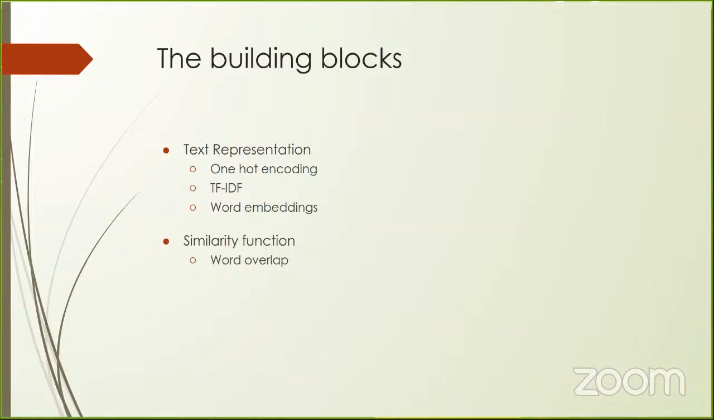Some basic functions that we use are word overlap. So if there are two sentences, the ratio of how many words there are in common to the actual number of words in the sentences is called word overlap. Or cosine similarity, like you have two vectors, find the cosine similarity of those two, and that is a similarity. There are other more complex methods, like KL divergence, for example.